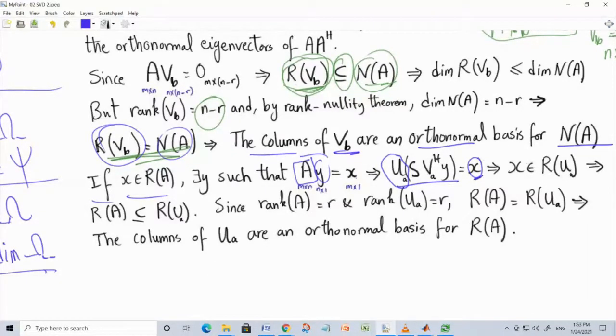So what does this line tell you? If you start with a vector in the column space of A, this vector is guaranteed to be in the column space of U sub A.